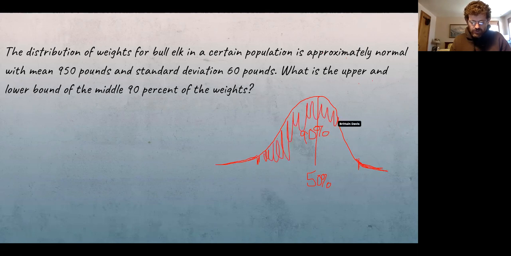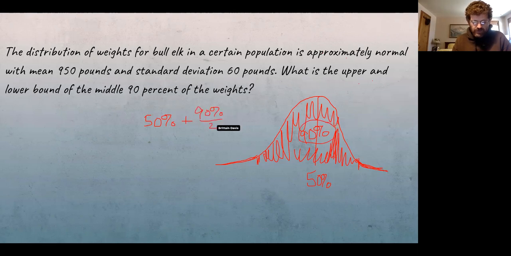Now there's a couple ways you can go about doing this. A lot of you could probably just figure out these two bounds in your head. But one more formal approach is you could take the 50th percentile and add this 90% right here divided by 2, which is 45%. So basically 50% plus 45%, if I can do math, is 95%. So this upper bound right here is sitting at the 95th percentile.